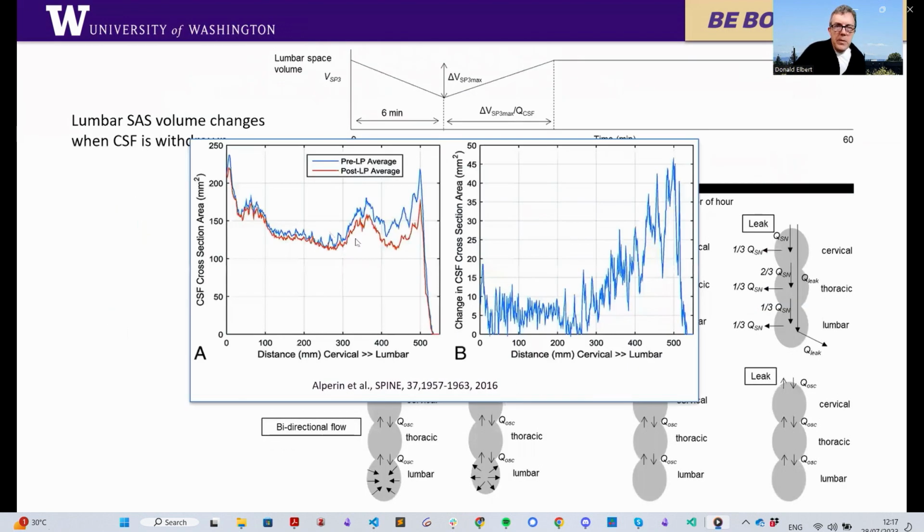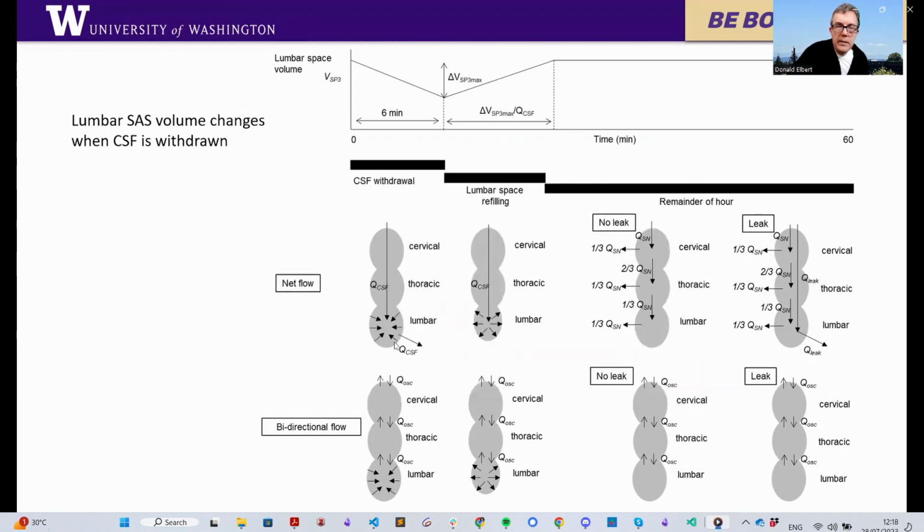Looking at MRI data, we knew that when you withdraw CSF, you need to make up some volume somewhere in the central nervous system, and where that is, is in the lumbar space. And so we had a compartmental model, still in essence a compartmental model, but the volume of one of the compartments is changing over time. It's changing in a relatively predictable way.